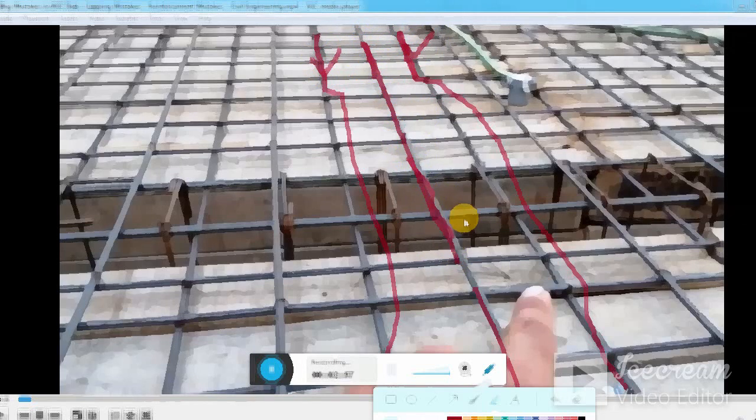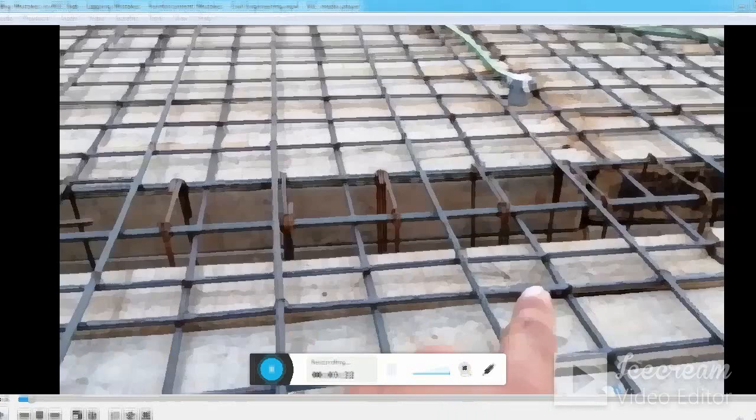Now, what we did, to compensate for this larger space, we place at the top portion a top bar, clear, an extra bar, which is known as extra bar. This is bent up bar, this is extra bar, clear. Now, they do not provide this kind of arrangement. Let's see.